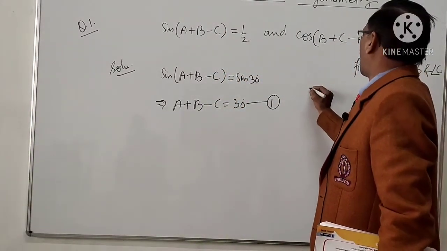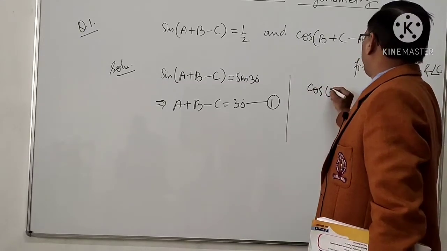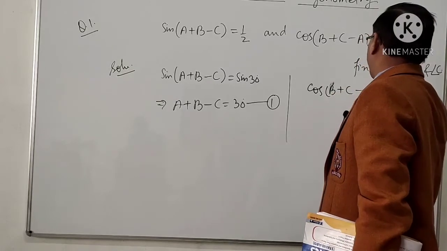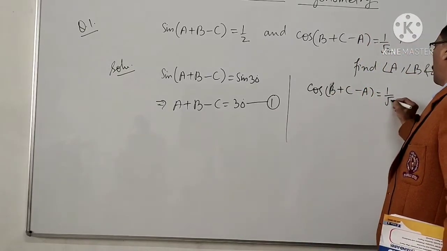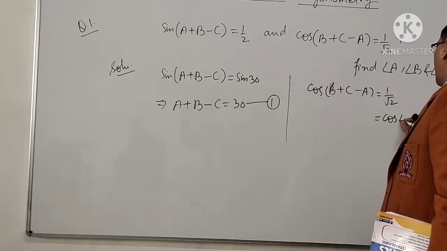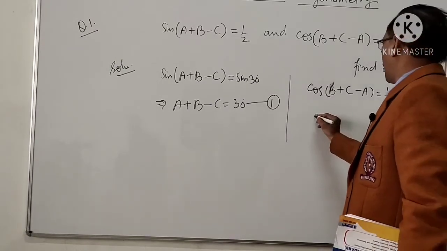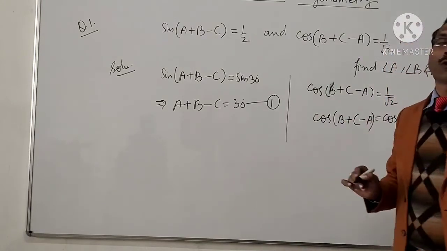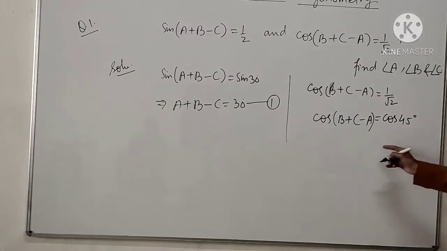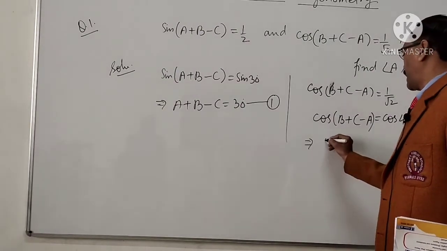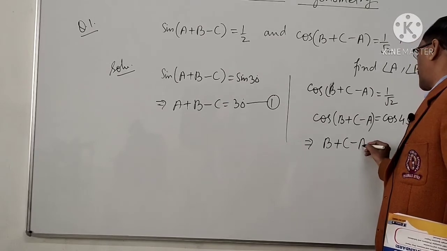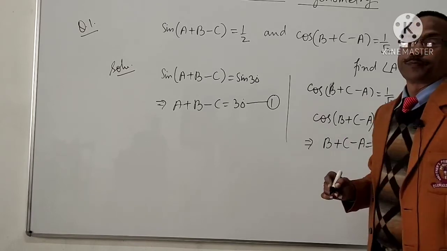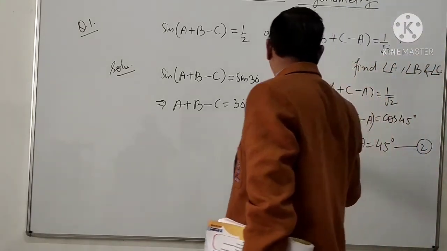Now, cos(B + C − A) is 1 upon root 2. This is the value of cos 45 degree. If you learn the table, you will see cos 45 degree is 1 upon root 2. From this, we will get B + C − A is 45 degree. This is equation 2. Now we will solve equation 1 and 2.